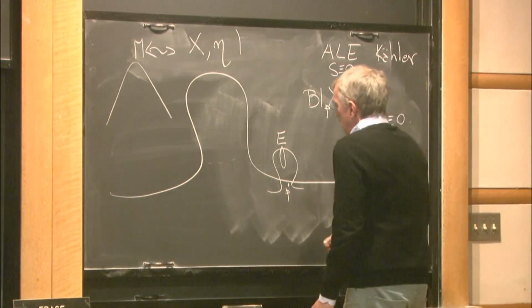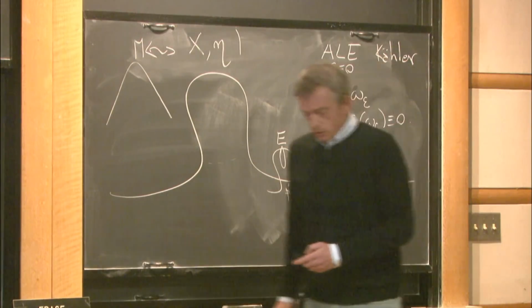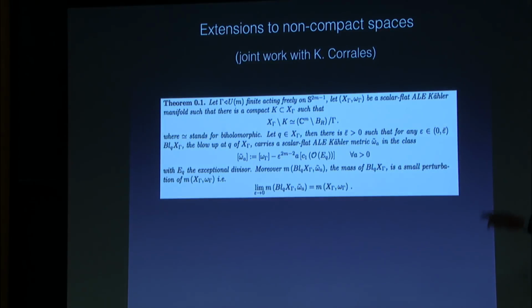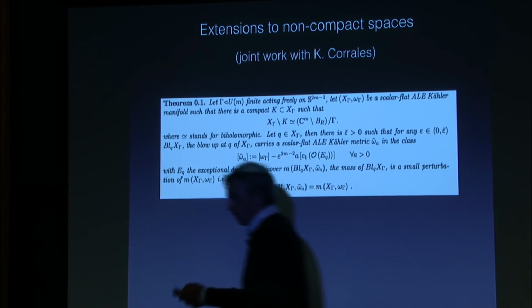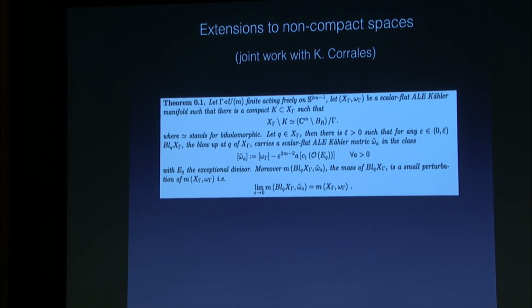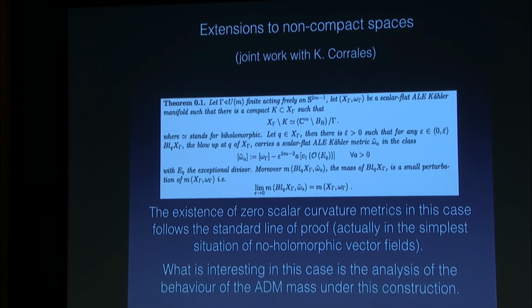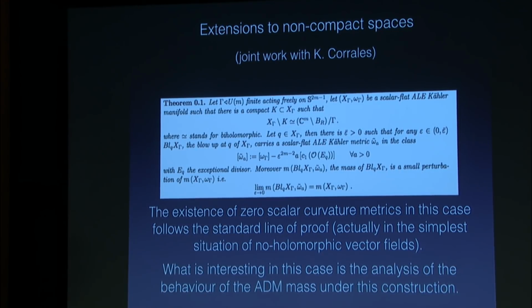Now, what is the effect? This is just saying the blowing up theorem works. It's the easy situation. But what I want is to understand how this construction changes the ADM mass of these objects.